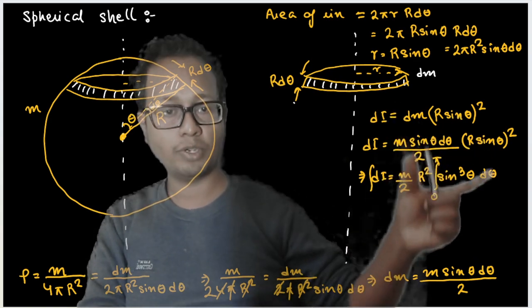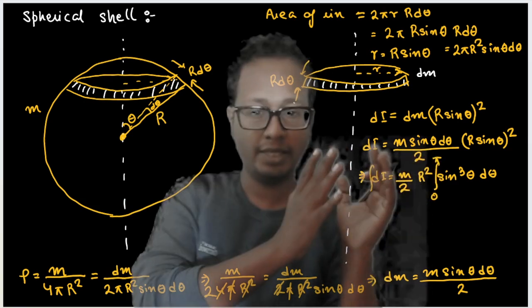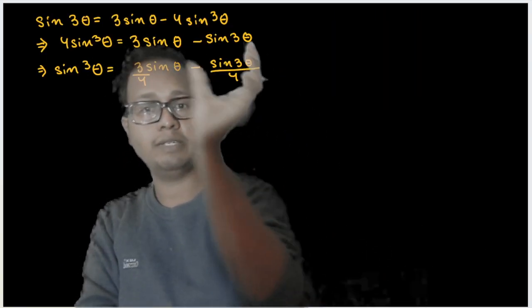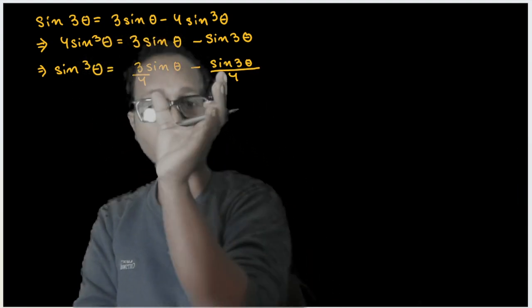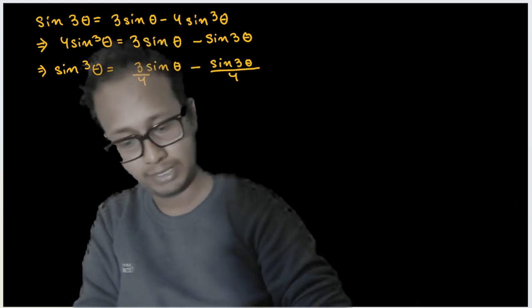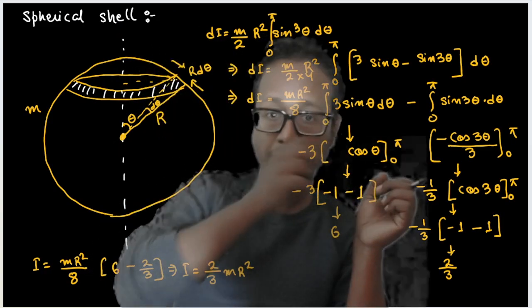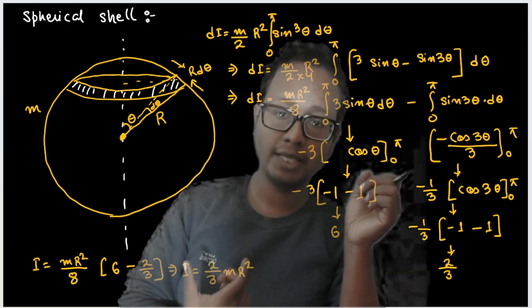And then I integrated the moment of inertia of the entire ring from top to bottom. While integrating there was a mathematical bootleg of sine cube theta, that I told you is this value, and this is the value of sine cube theta. Now substituting the value of sine cube theta out here like this, I obtained my answer to be this one, 2 by 3 mr square. So remember one thing, moment of inertia of a spherical shell is equal to 2 by 3 mr square.